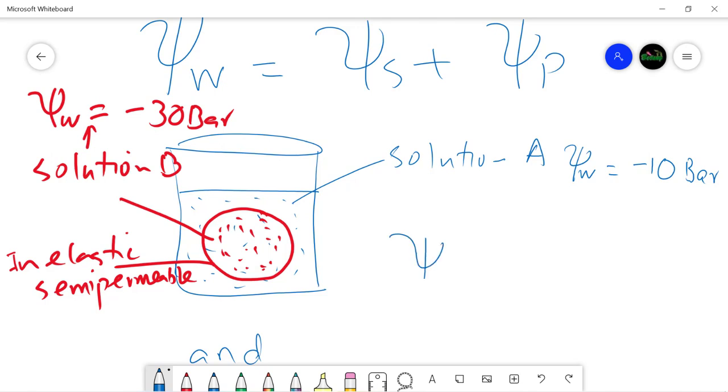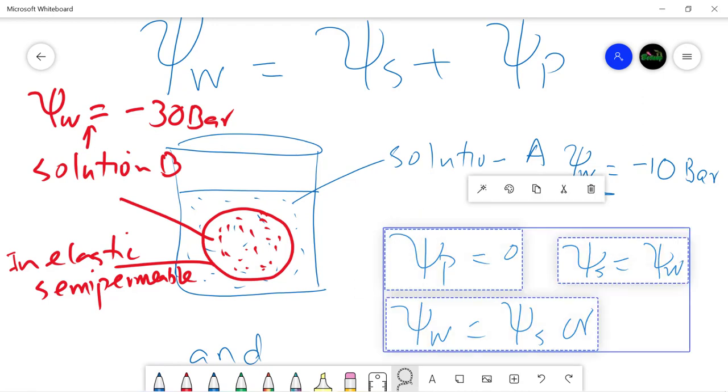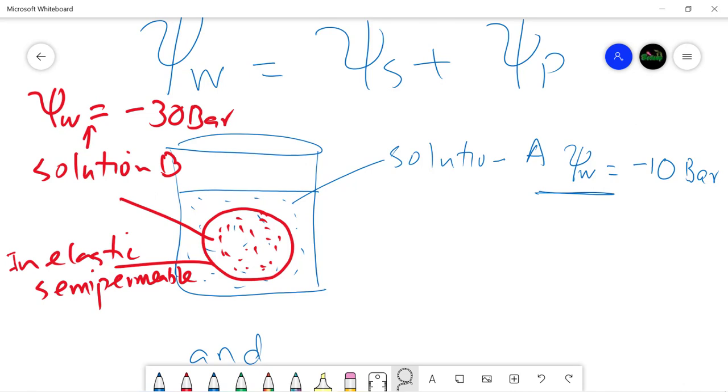When psi P is equal to 0, that means water potential is equal to solute potential, or vice versa. So at this particular moment, when we are just starting the experiment, the water potential and the solute potential have the same values. That is, if the water potential is minus 30, then the solute potential is also minus 30. So in case of both these solutions, the solute potential is the same as the water potential.